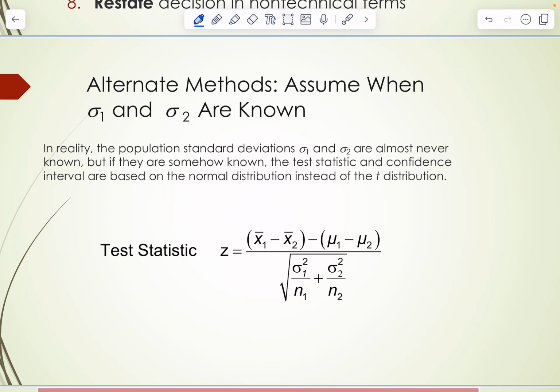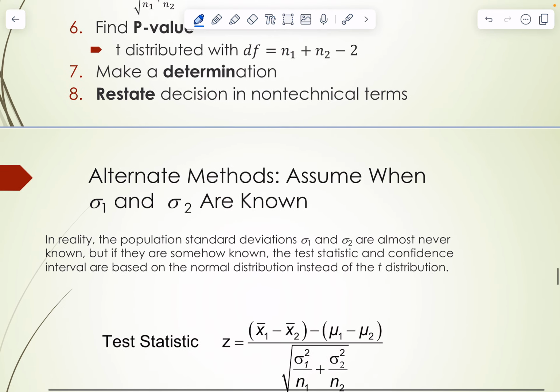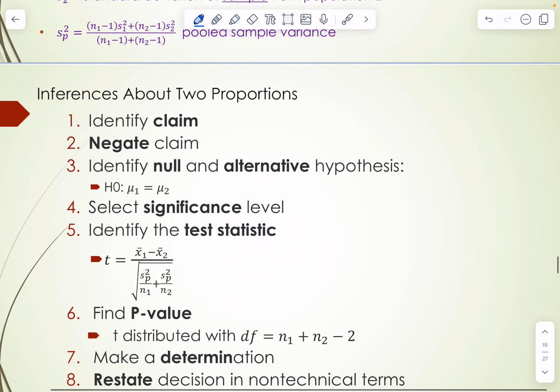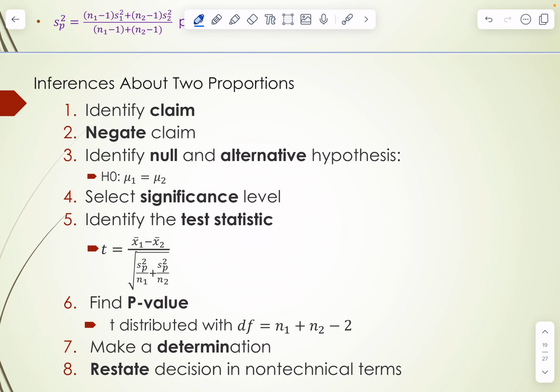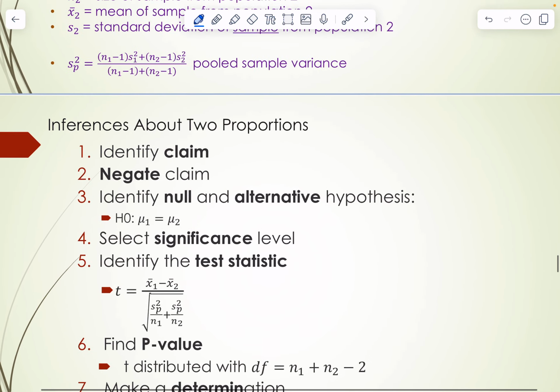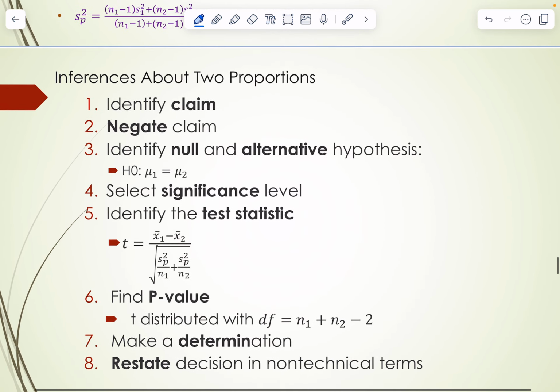In reality, the population standard deviations are almost never known, but if they are, somehow, the test statistic and confidence interval are based on the normal distribution instead of the t-distribution. Isn't that interesting? So the next case, I'm not going to demonstrate an example on this case, just because it's not as important as the other ones.